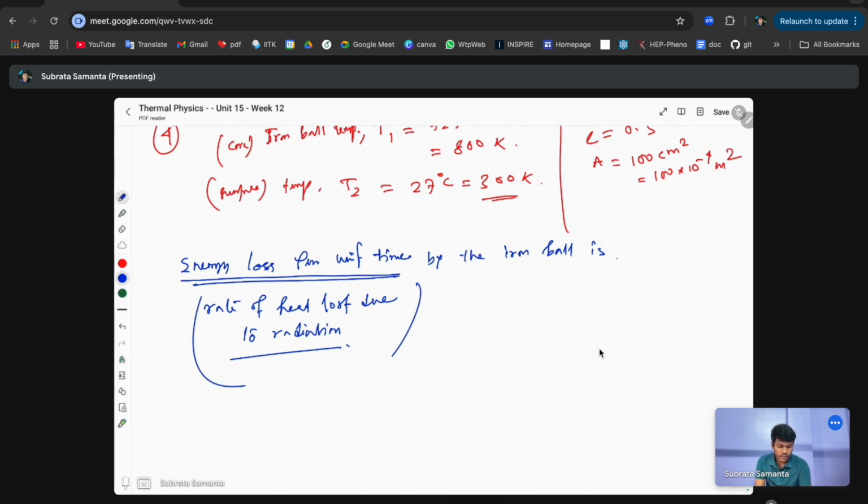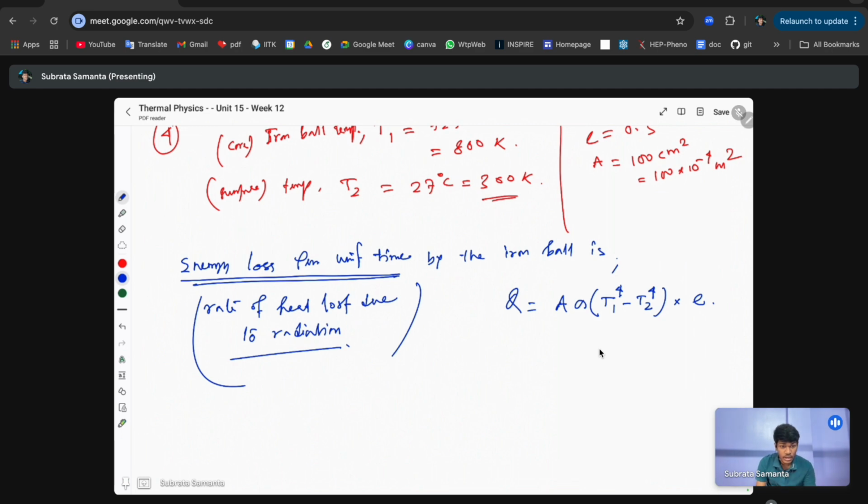So this is basically Q equals the energy loss or heat loss. This Q is basically the area A times sigma times T to the power 4. Now we have two temperatures, the core temperature and the surface temperature. So T1 minus T2, core minus surface, so T1 to the power 4 minus T2 to the power 4, times the emissivity E.